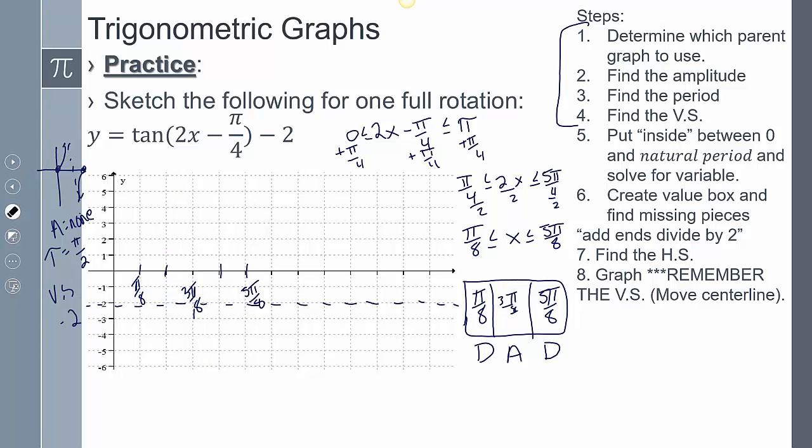If I wanted to graph cotangent, all you need to do is switch the dots and the asymptotes. So this becomes asymptote, this becomes dot, this becomes asymptote. And then what ends up happening is you just graph it in the other direction. That's cotangent. As simple as that.